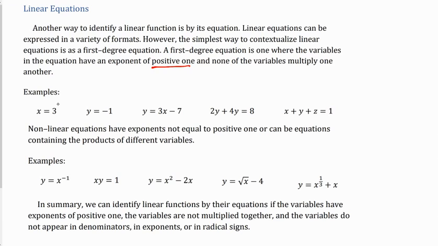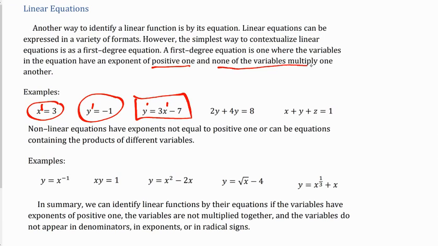So examples here are x equals 3. The variable, even though no exponent is shown, when the exponent is not shown, it is assumed to be a positive 1 in the exponent. Y equals negative 1, again, assumed a positive 1 exponent. Here we have y equals 3x minus 7. We have two variables, both with positive 1 exponents, and none of the variables multiply one another. So that's good.